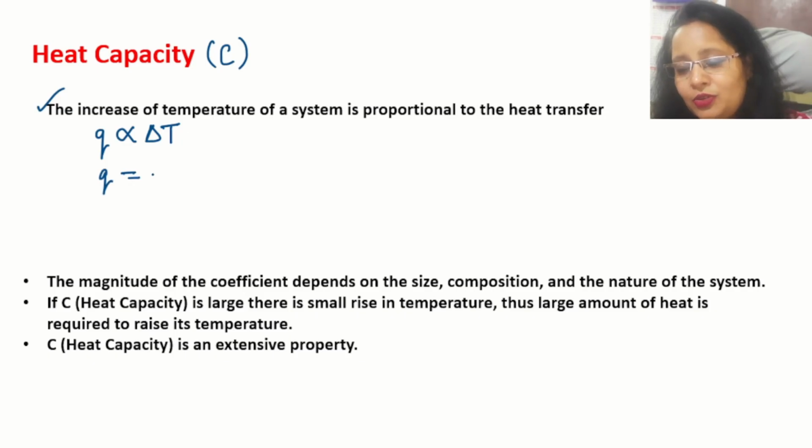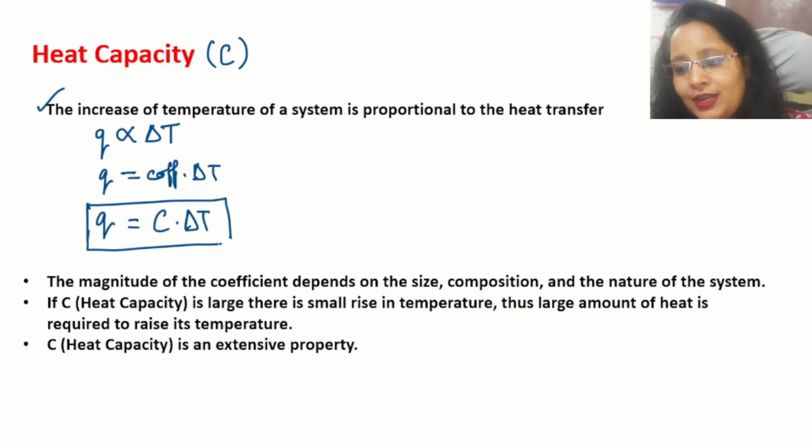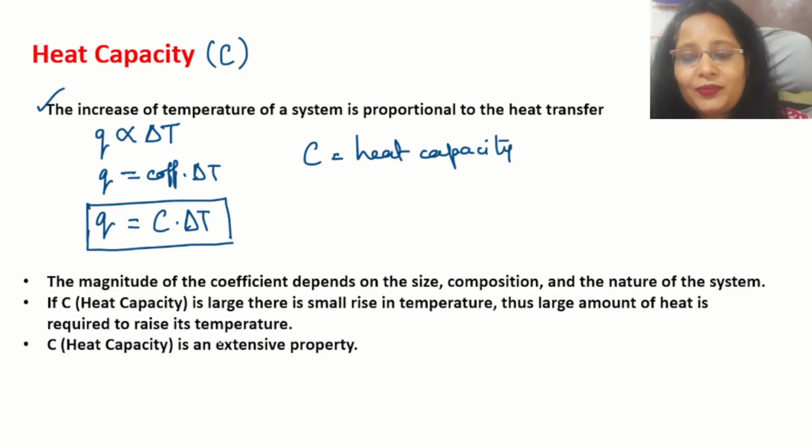So Q is equal to coefficient into delta T. This coefficient we can write as capital C into delta T. Now we got a relationship: Q is equal to C delta T. Here the C is called our heat capacity. Clear?